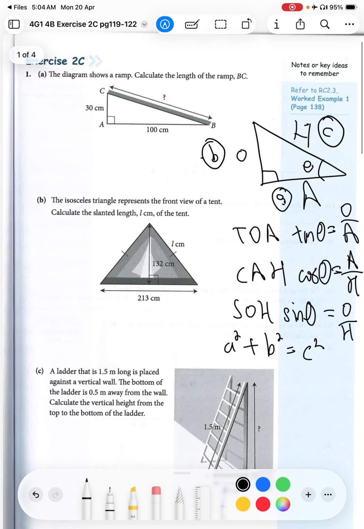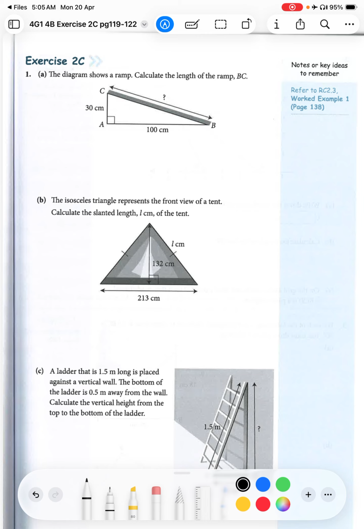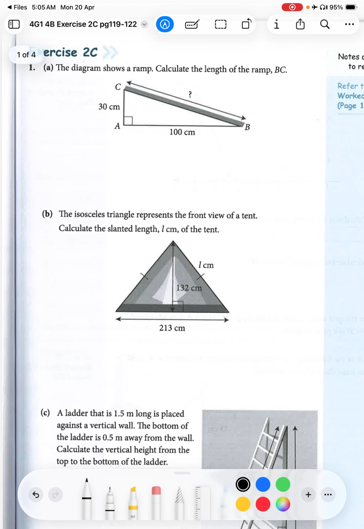Okay, let's look at this one. Calculate the length of the ramp BC. So again, my A is here, B is here. I'll use Pythagoras theorem. So 30 squared plus 100 squared equals C squared. You can press the calculator at this part if you want.